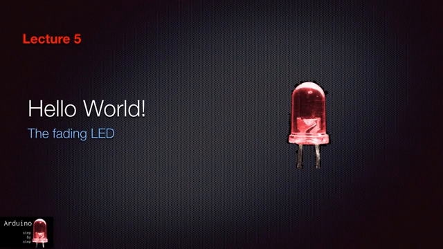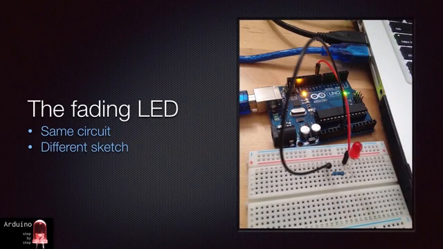In Lecture 4, we created a simple circuit in which an LED blinks on and off. The Arduino sketch that drove the circuit simply wrote a high or low value to the digital output pin 9, and the LED was turned on or off accordingly. What we want to do now is to make the LED not blink but fade on and off. We will be keeping the exact same circuit, and we only change the sketch to make this happen.